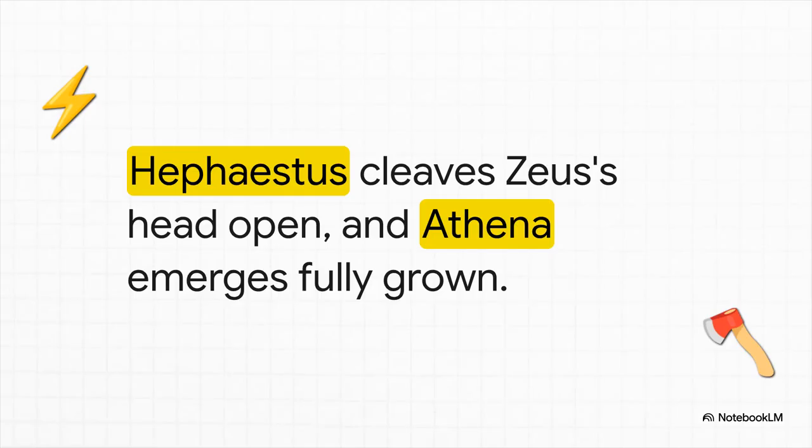Shortly after swallowing his wife, Zeus ends up suffering from this monumental, agonizing headache. And the cure? Well, his head was literally cleaved open with an axe. And from that wound emerged Athena, the goddess of wisdom and strategic warfare, fully grown and wearing armor. He didn't just create her, he literally birthed a god directly out of his own mind.